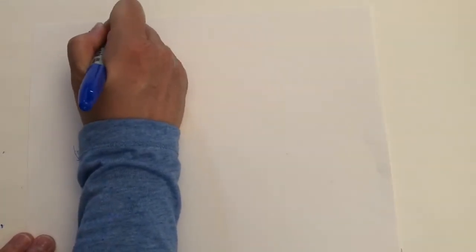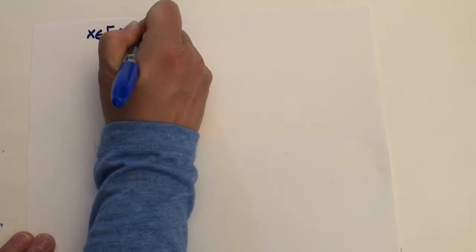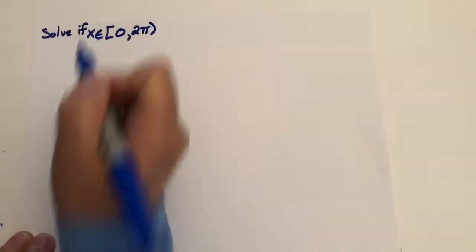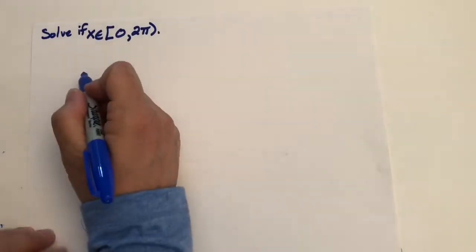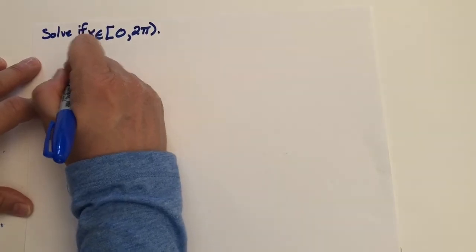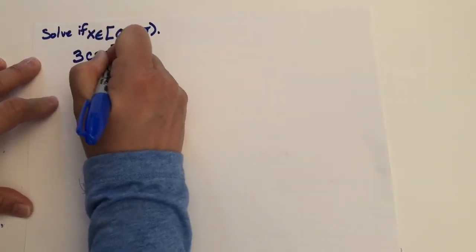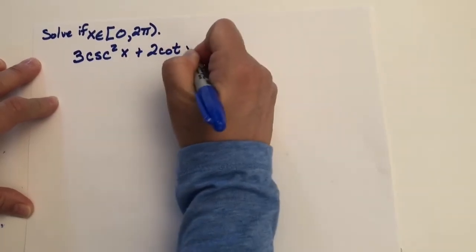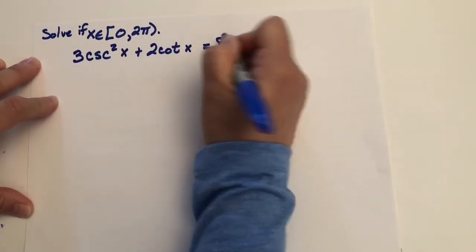The next one we'll do is this one. And we're going to solve for x in the interval 0 to 2 pi. And here's the equation. 3 cosecant squared x plus 2 cotangent x equals 8.